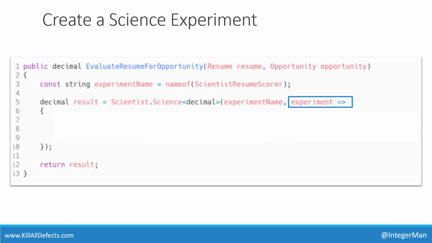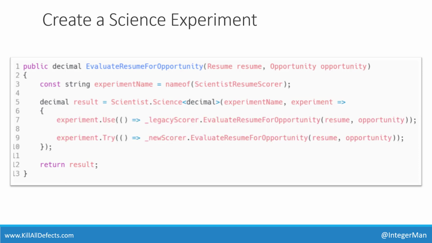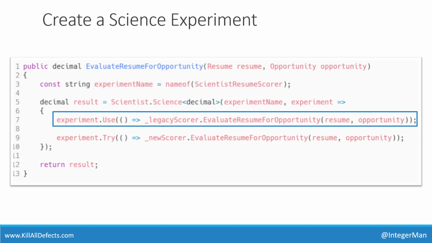And this code can get a little complicated, a little intimidating because it's also using expressions, but it's not too bad if you just take it line by line. So let's take a look at line 7 here. Here we're saying experiment.Use. When you see .Use, that means this is the value that will be returned to the client. This is a legacy value. So when you say experiment use, it's going to run the legacy implementation of evaluating that resume. And then it'll return the results at line 5, which will then be returned from that whole method.